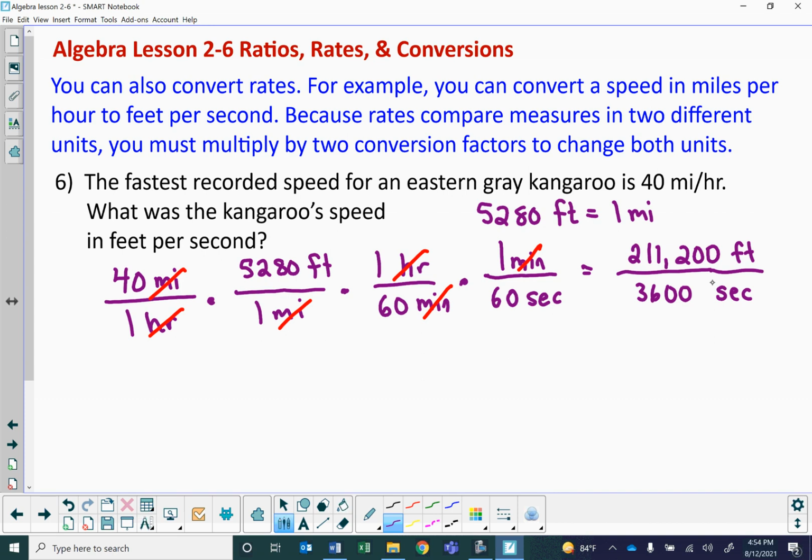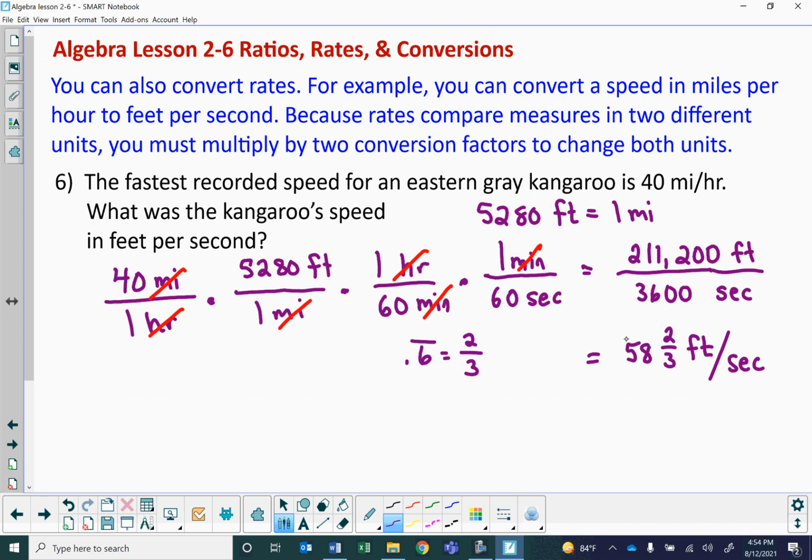I don't need it per 3,600 seconds. I need it per 1 second. So I'm going to take my 211,200, divide that by 3,600, and that's going to give me 58.66666666 repeating. Okay, 0.6 repeating is equal to 2/3. That's a fraction you should know. If you don't know, now you know it. You need to memorize it. There are certain fractions and decimal conversions you need to memorize. 0.6 repeating is 2/3. So this is going to be 58 and 2/3 feet per second.